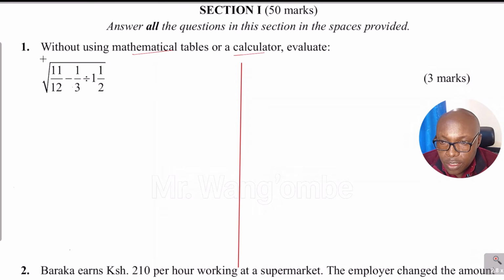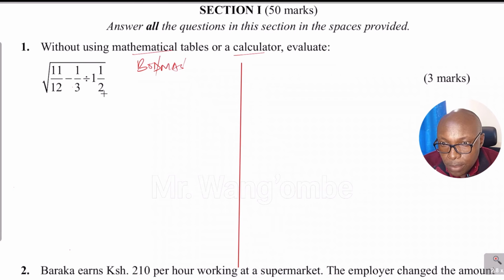Now look at whatever you're given there. You have two operations inside the root sign. So you have division and you have subtraction. According to the law of BODMAS, what are you supposed to start with? You're supposed to start with division, and then subtraction should come at the end.